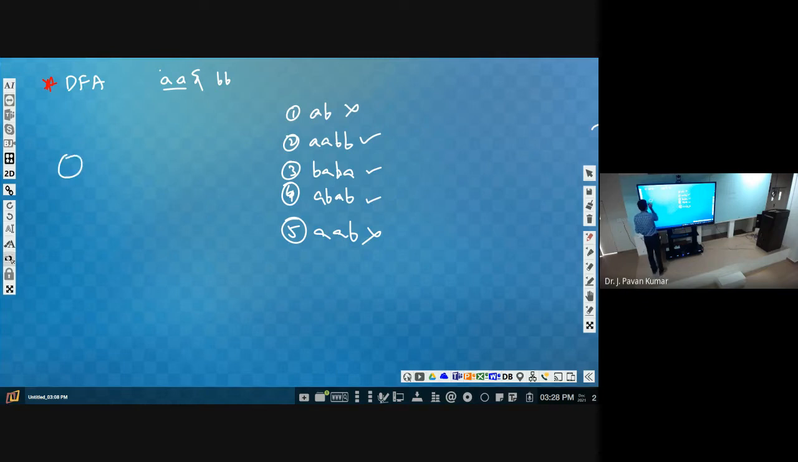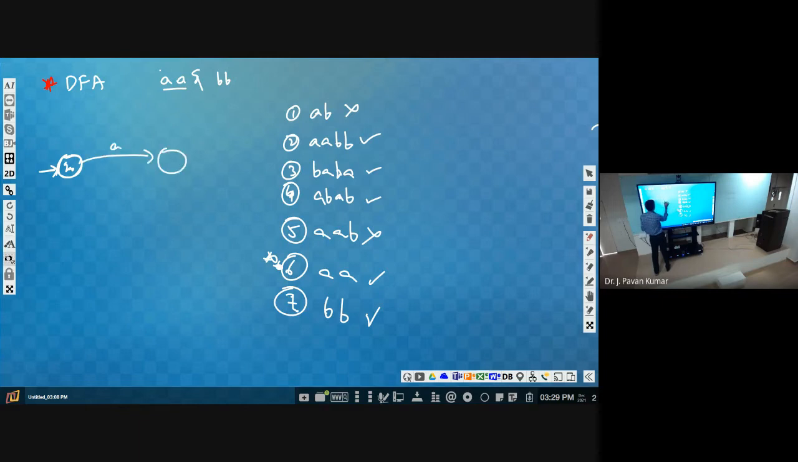Now, how can we design the DFA for it? We need to have some initial state. Let us consider it as Q naught. Now, if we have AA, say whether it should be accepted or not. Yes, sir. So from Q naught, let us satisfy this: A, then A. So we have to reach the final state.